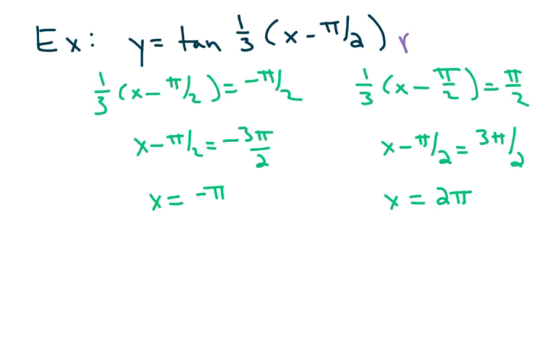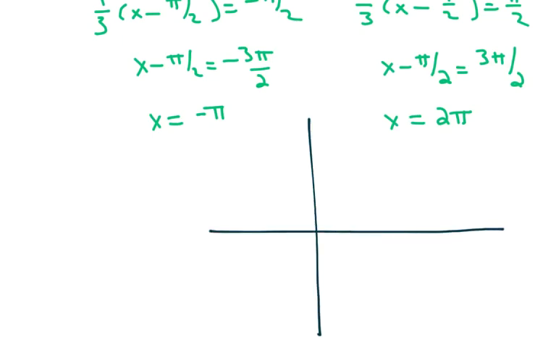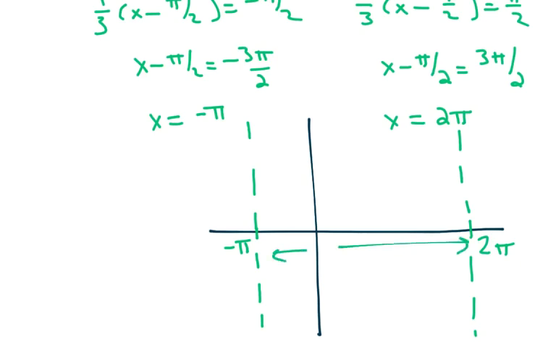Now, let's go back up here for a second. Remember, the period is pi over k, and the period is 3 pi. So when I graph this, the distance between my asymptotes better be 3 pi. So we're going to make one of them at negative pi, and then the other one is going to be at 2 pi. Well, the distance between those is 3 pi, because you're going 2 pi this way and 1 pi that way. That's 3 pi. So my period must be right.